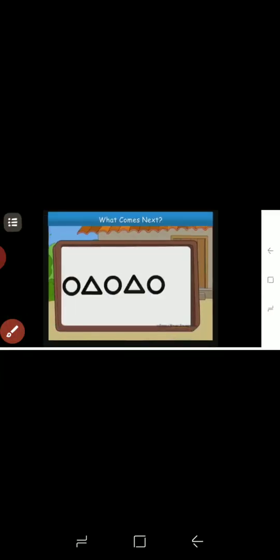Then look at this picture. Here we have circle, triangle, circle, triangle, circle, then again triangle, then again you can add a circle, then again you can add a triangle. Okay, so this thing will go on. So that is the pattern.